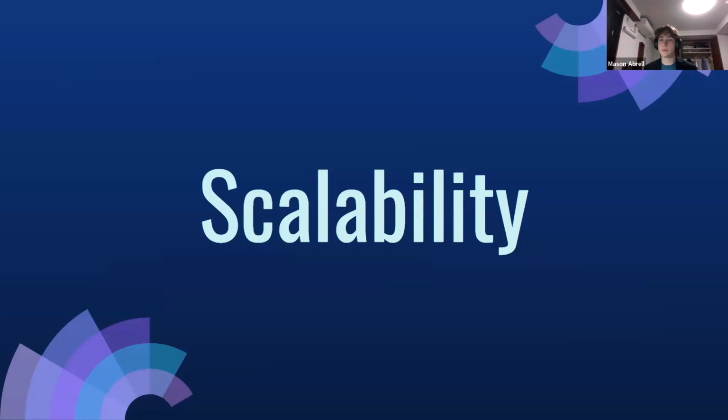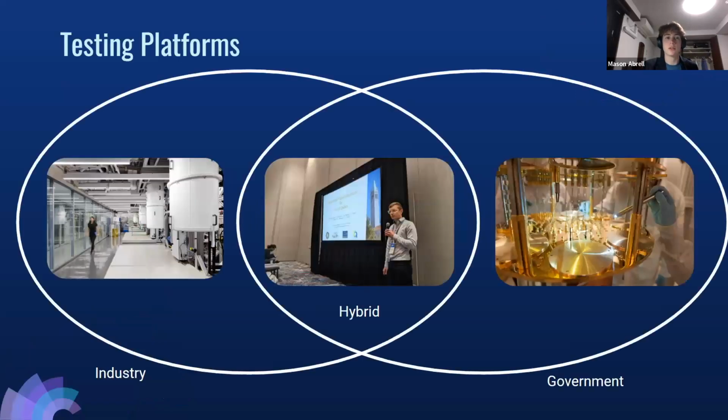One of the first things that you need to have when you're trying to scale a system is a reliable testing platform. In the past, in most industries and most fields, there is a pretty clear divide between industry research and government research historically. On the left, you can see an IBM lab, and on the far right, you can see Lawrence Berkeley National Laboratory and some of their work on quantum computing.